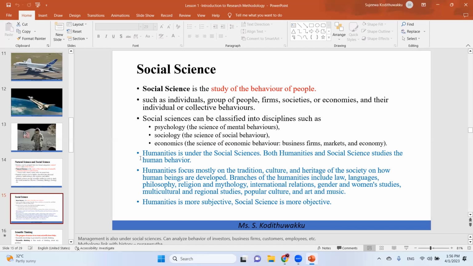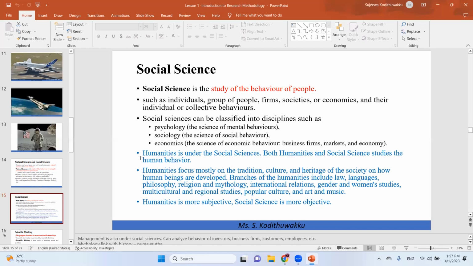So, social science includes three sub-pillars of the discipline. Psychology linked with mental behavior, sociology linked with social behavior, economics linked with economic behavior, especially business firms, marketing. Now remember, management is linked with all these three, because sometimes you have to analyze customers' behavior, customers' perspectives, investors' perspectives. Then it's linked with their mentality, mental behavior.